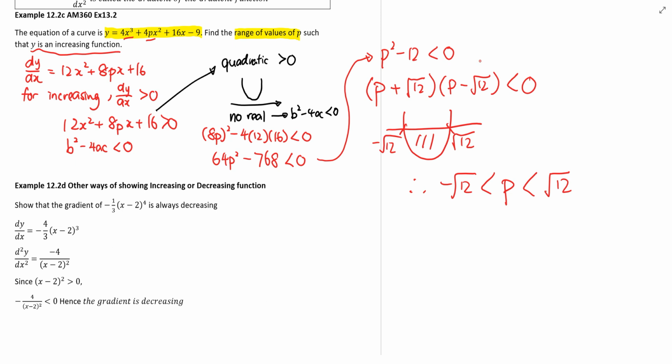12 is 4 times 3. So you should actually put it nicely as negative 2 root 3 and 2 root 3. This is how you do a discriminant question within an increasing decreasing function type of question.